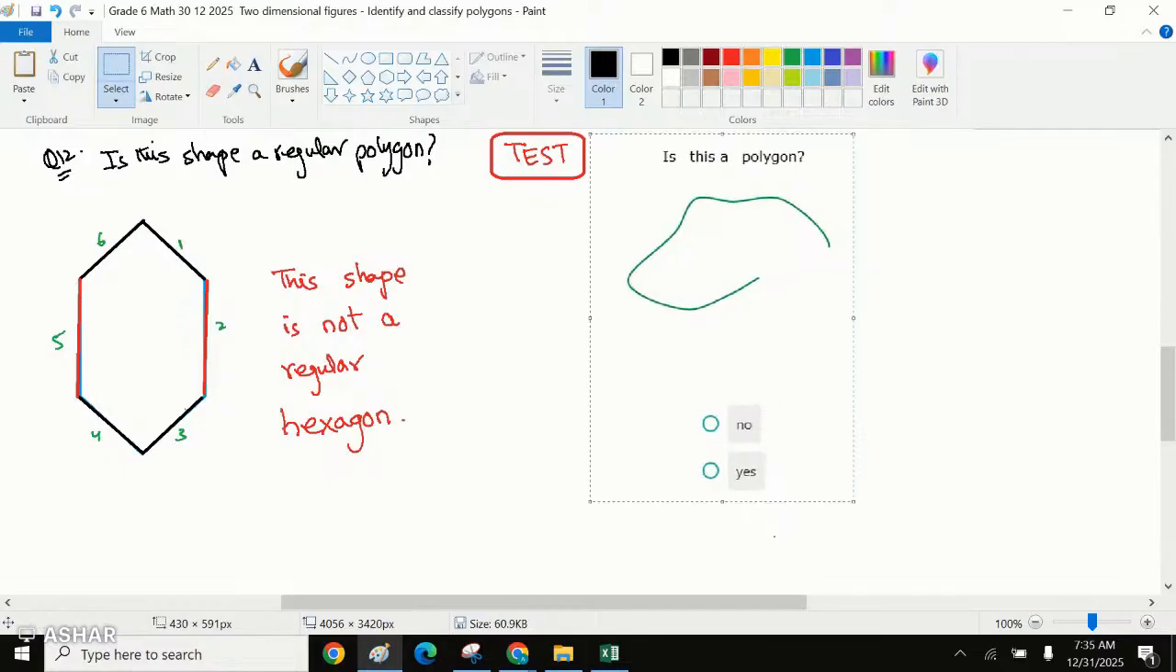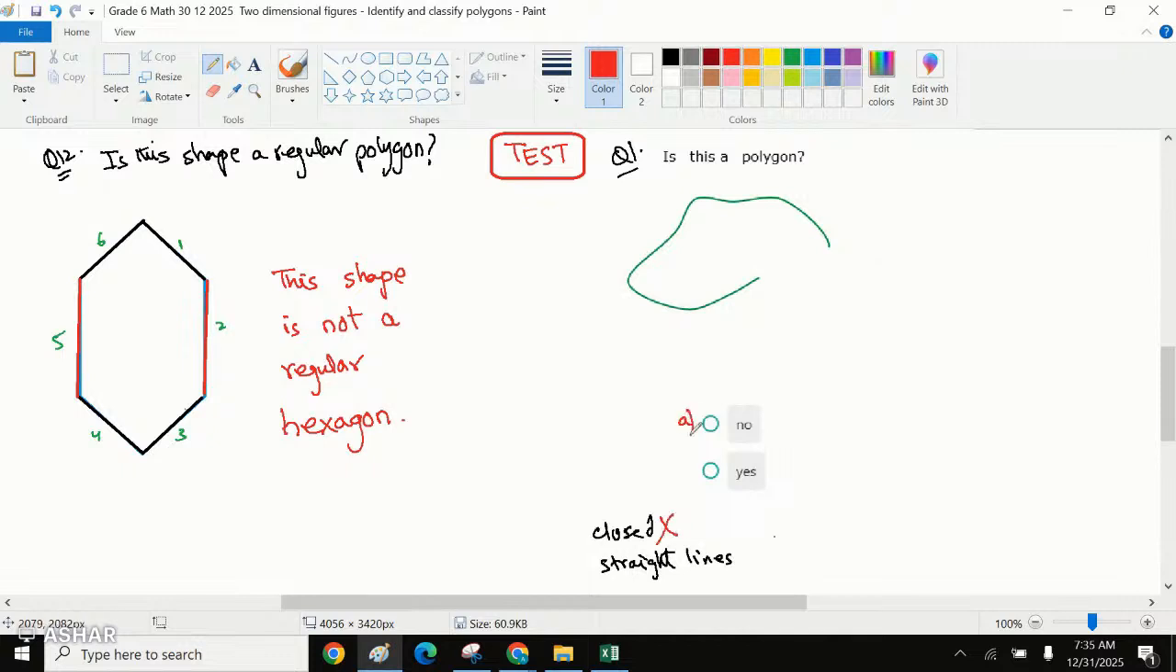We need to know 2 conditions for a polygon, right? The 2 conditions are, is it a closed shape? Is it made up of straight lines? These are the 2 options. Is it a closed shape? No, it's not a closed shape. Option A and option B. Can you help me out with which option is the correct option? This is not a closed shape, right? Because it's open over here. Is it made up of straight lines? No, it's not made up of straight lines.